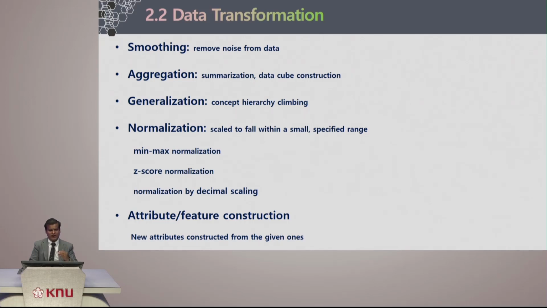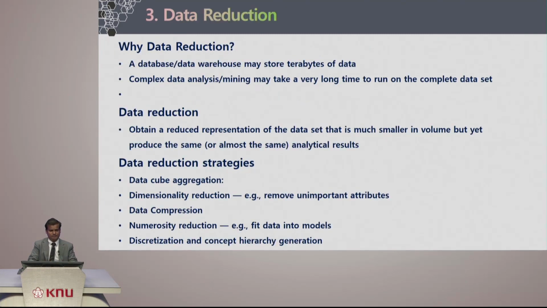Smoothing, aggregation, and generalization are some of the methods, and normalization is a very useful and key factor in data analytics. There are different normalization methods. Even for normalizing a covariance, we use correlation. It's a simple normalization method. So we can think about what normalization methods we can use to transform the data.